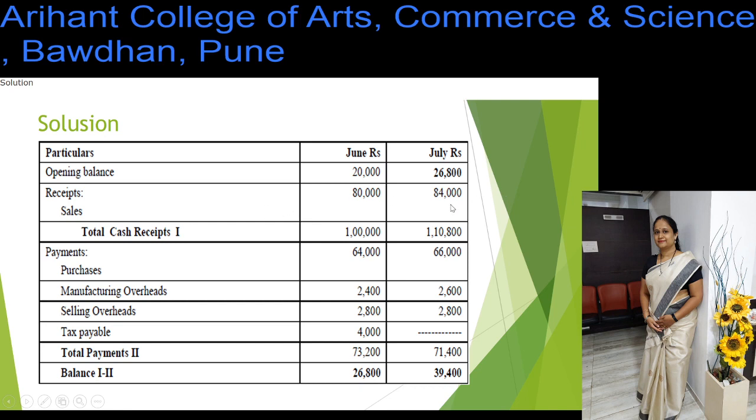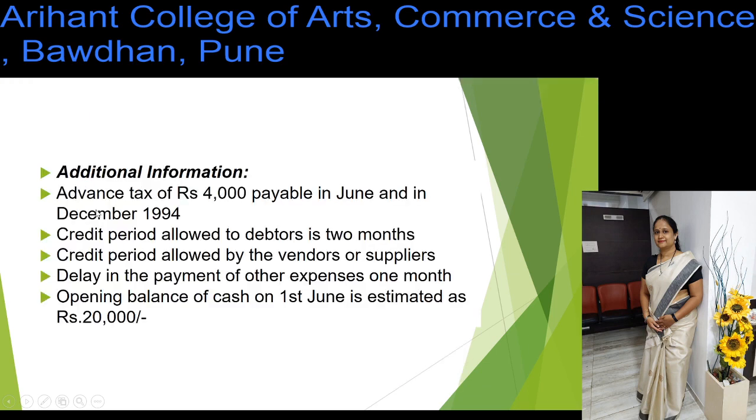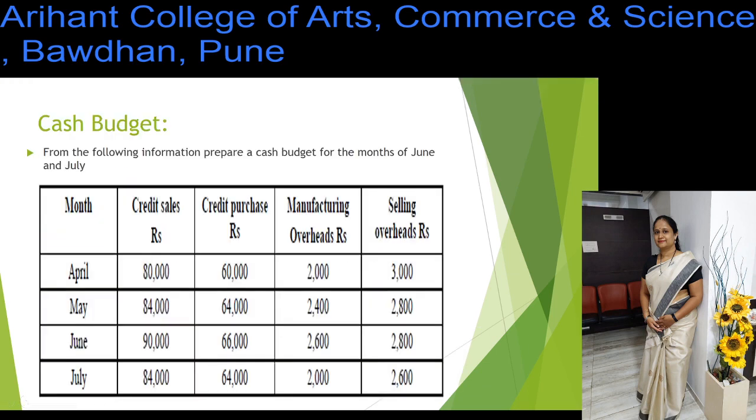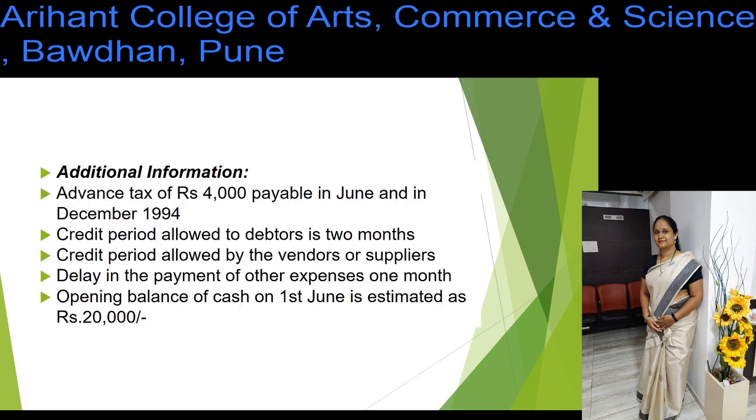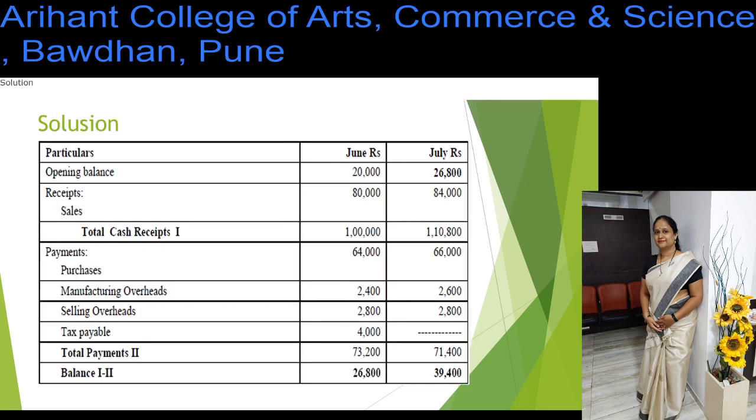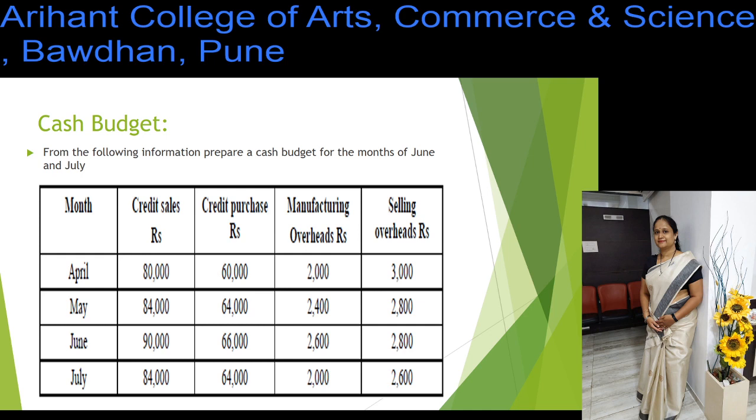So you first write cash sales, then you write credit sales considering the adjustment. In this problem, they have not given any cash sales, so sales are credit, and the adjustment given is that the credit period allowed to debtors is 2 months. So there is a 2 months lag for the recovery of your sales. In the month of June, what amount will you be getting? You will be getting the amount of the sales you made in the month of April, because we are giving a 2 months credit period.